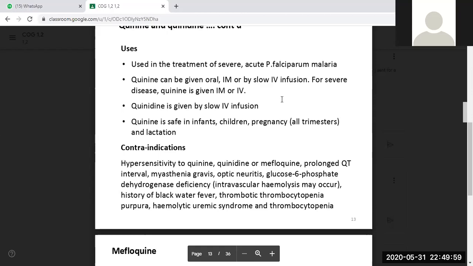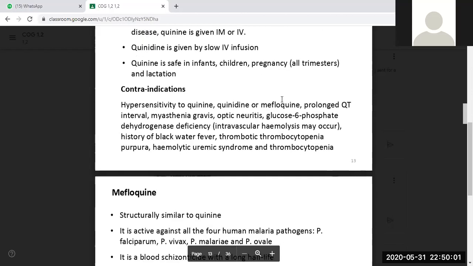Now, what are the contraindications? When are we not going to use quinine? When a patient has developed a hypersensitivity reaction to quinine, quinidine, or mefloquine. When there is a prolonged QT interval on an ECG, which could be an indication of cardiotoxicity, or myasthenia gravis, a rare condition in our setting.